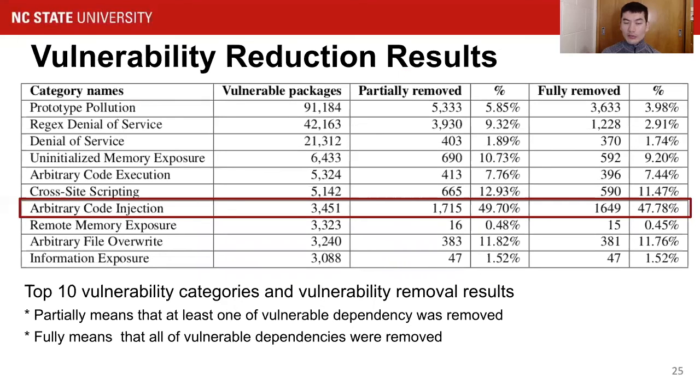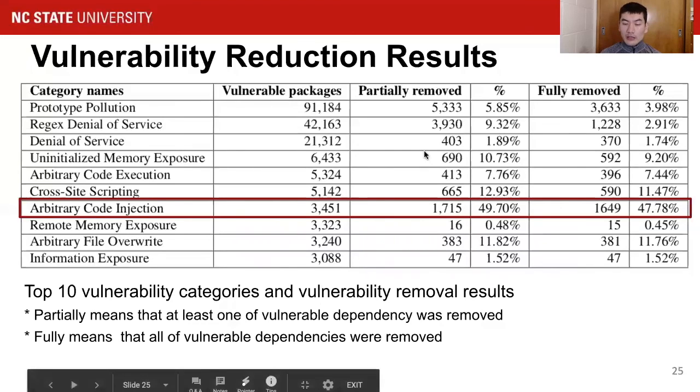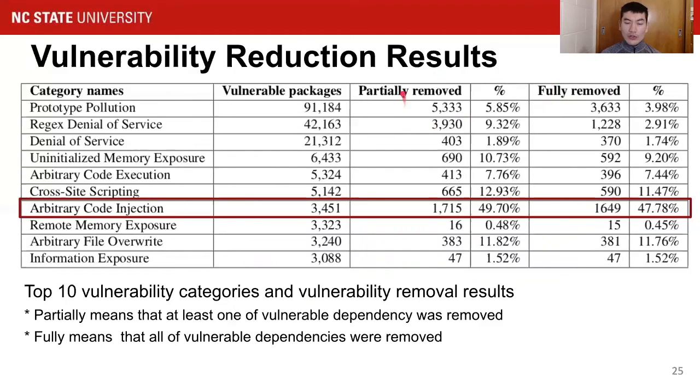We also analyzed the vulnerability reduction results. So here you can see the top 10 vulnerability categories and vulnerability removal results. The columns partially removed and fully removed mean different things. So for the partially removed, it means, for example, if one application is dependent on two vulnerable dependencies from the same category, arbitrary code injection, but we removed only one of it, we count it as partially removed. And for the fully removed, it means we were able to remove all the vulnerabilities from the same category, from the arbitrary code injection.